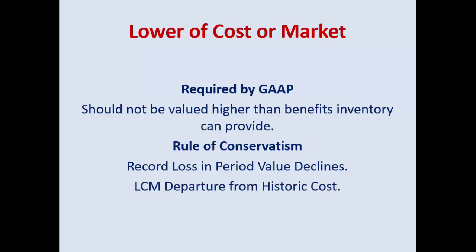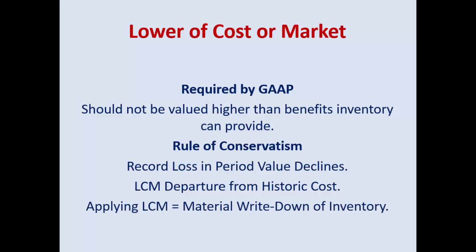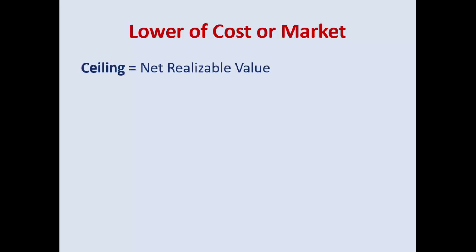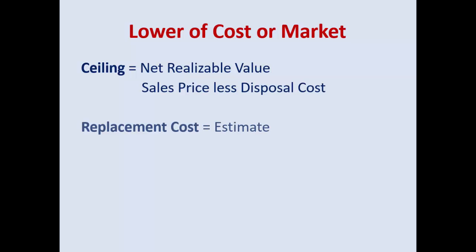Lower of cost or market is a departure from historic cost. And by applying the lower of cost or market, this is to material write-downs of inventory. So the ceiling, that's the net realizable value, which will be calculated. You'll be given sales price. You'll be told what is your disposal cost. So you need to calculate what ceiling is.